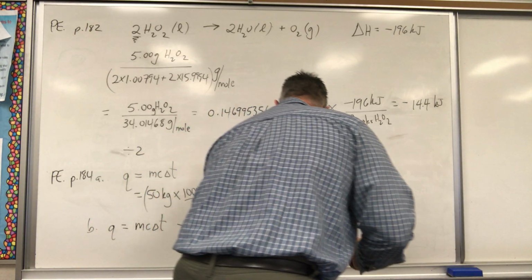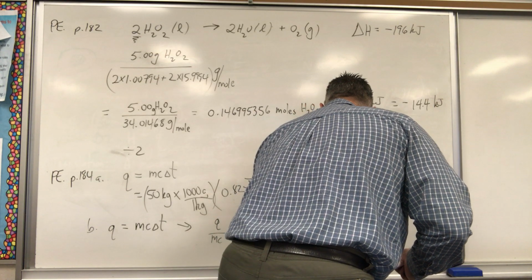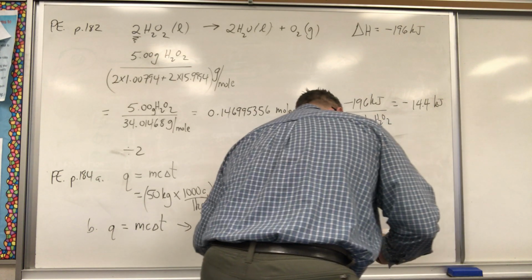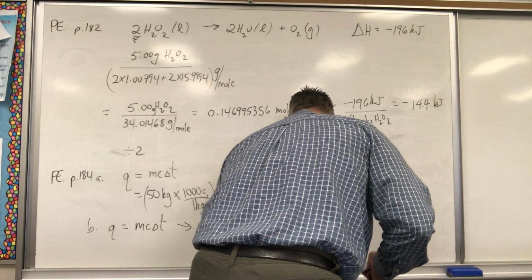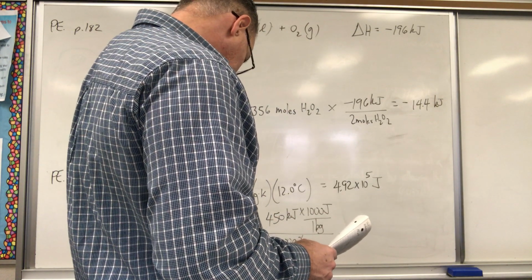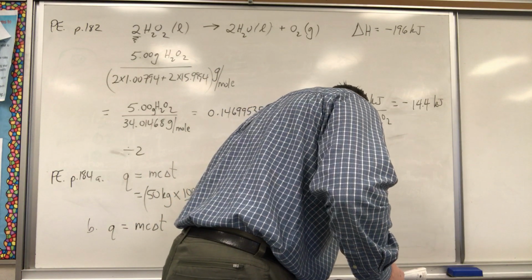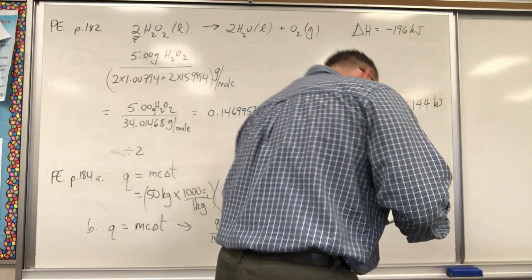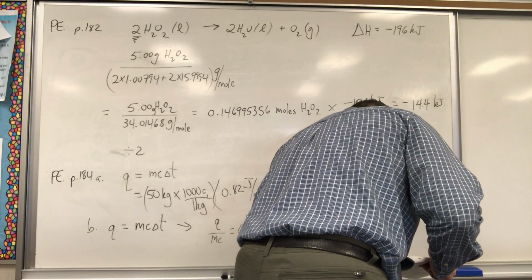And let's just put in all the numbers. 450 kilojoules times 1,000 joules per 1 kilojoule. All of that divided by 50,000 grams of the rocks times 0.82 joules per gram degree Celsius. Remember to use the right units. The units have to match up, or else you're going to get wrong numbers.